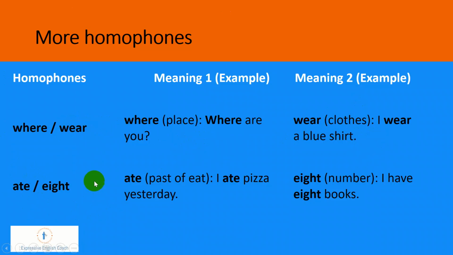Then ate and eight. Ate number 1 is to eat. To eat food. I eat pizza. Or I ate pizza yesterday. Eight number 2 is a number. I have 8 books. I have 8 brothers. Okay.